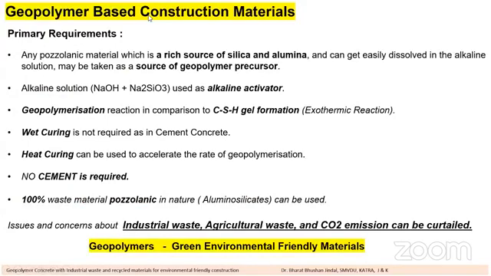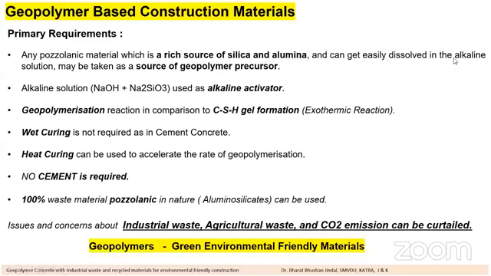Now, when we are talking about geopolymers, what are the primary requirements for geopolymer based construction material? If you want to develop geopolymer based construction material, any pozzolanic material can be utilized. But you have to take care that the pozzolanic material must be a rich source of silicon and alumina. So they must have a good quantity of silica and alumina in their composition, and that pozzolanic material you can utilize as a primary material for the development of geopolymer.